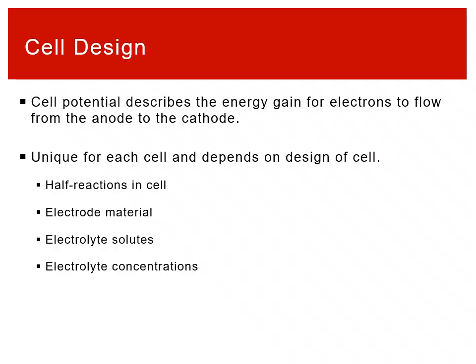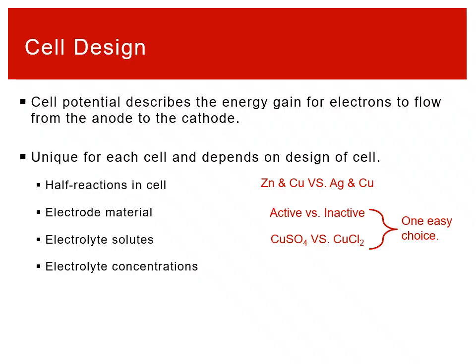So some of the things that we have control over is what are the half reactions in the cell? That determines the chemistry. Are you doing zinc and copper, or is it copper and silver, maybe? What are the pairs? What is the actual chemistry that's going on? Once you decide that, what are you going to use for the electrode material? What are you going to use for your electrolyte solutes? For those, you really have kind of one choice, so once you determine it, that's not a ton of control that you have. Electrolyte concentrations, you do have control over.